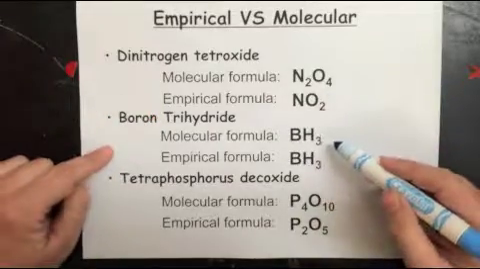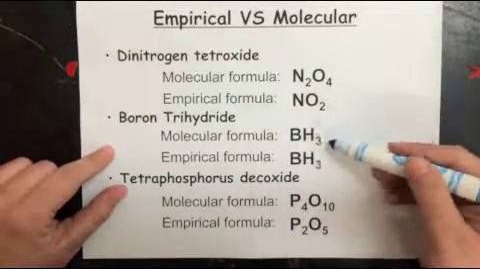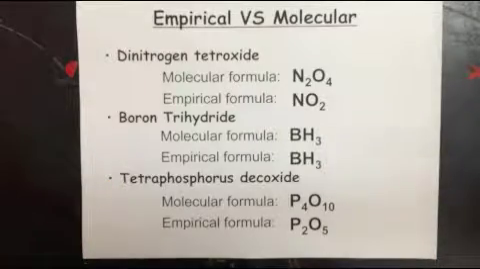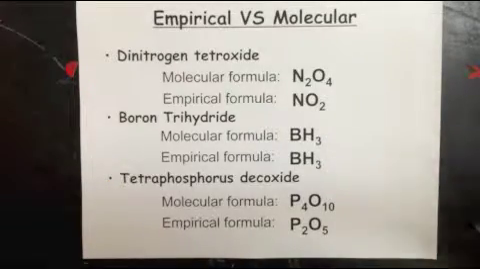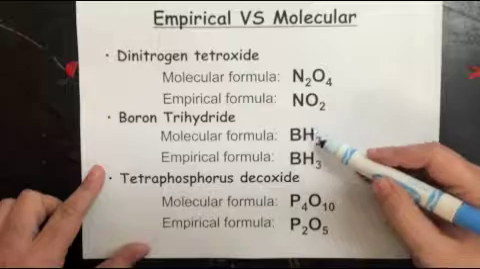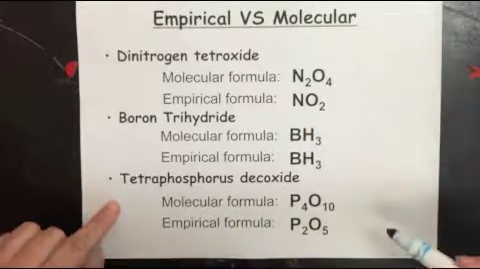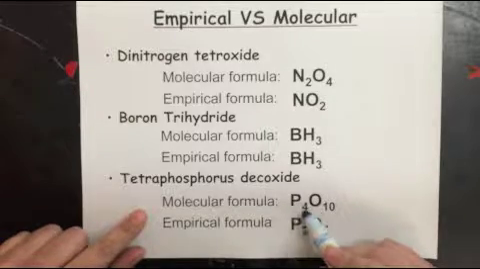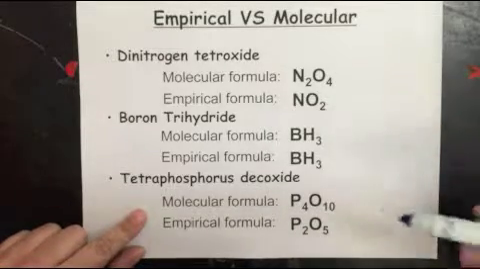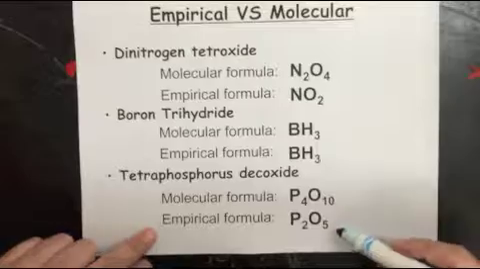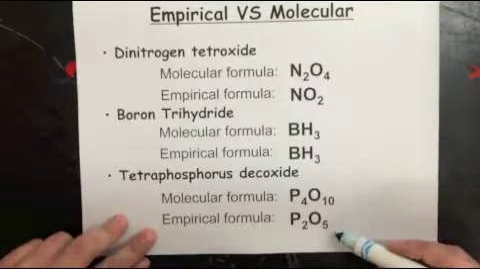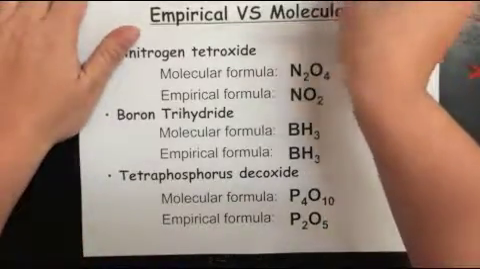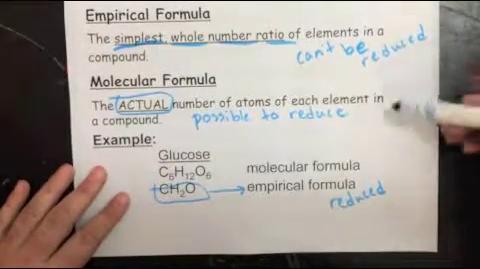Okay, boron trihydride, if you write that out, you get BH3. Now that's the actual number of atoms in the compound, so BH3 is actually both the molecular and the empirical. Okay, then tetraphosphorus decoxide means P4O10, so it can be reduced, so this is the molecular, and the empirical would then be P2O5. So again, it all comes back to these two definitions.